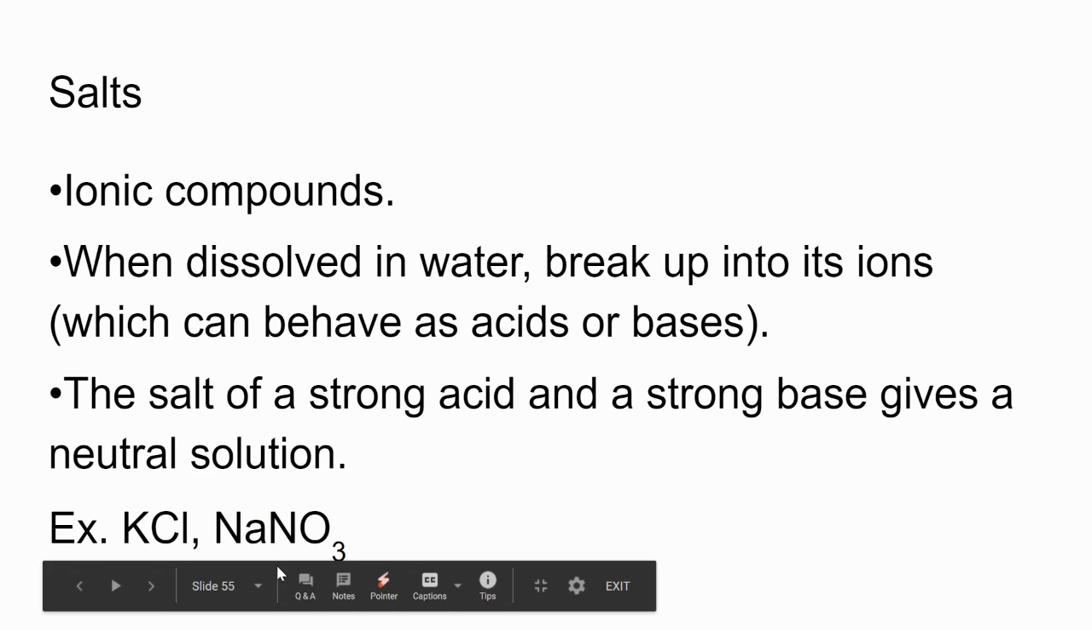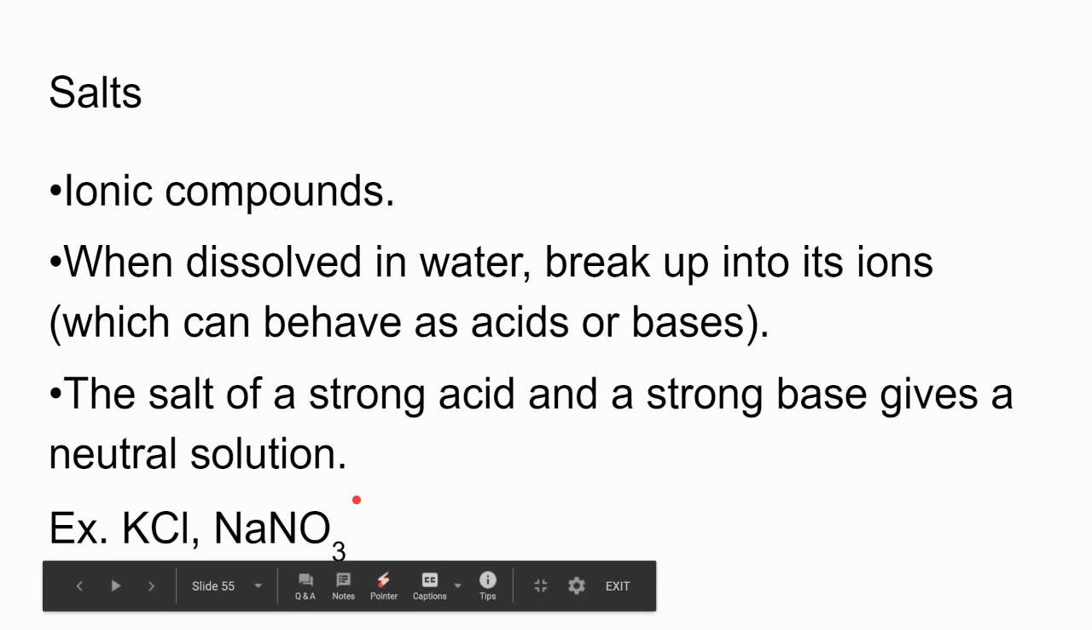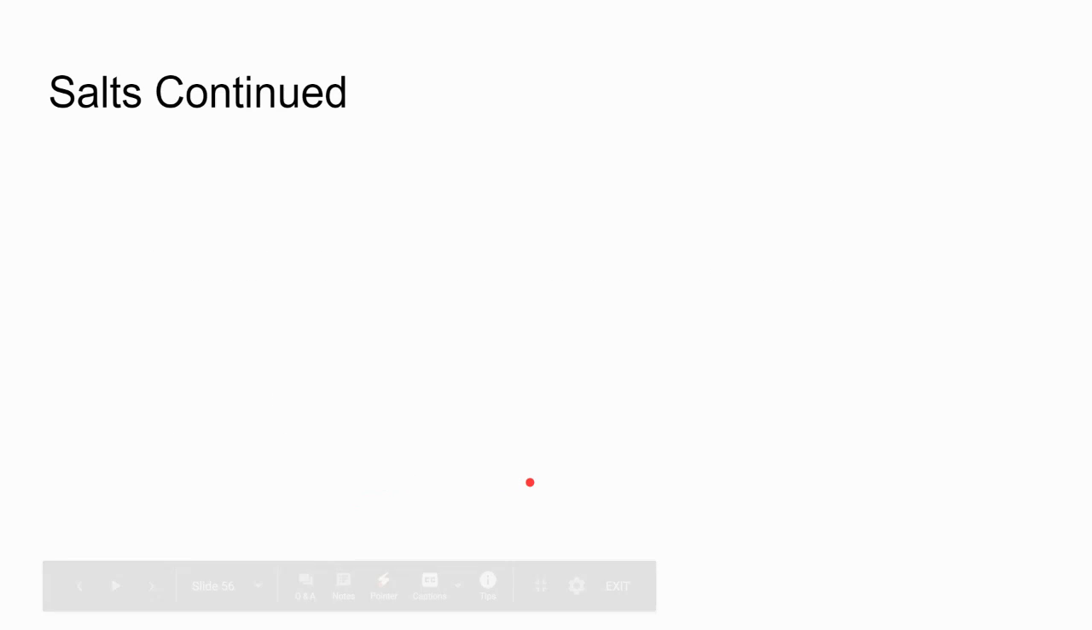salt. In this one, the sodium's coming from sodium hydroxide, the cation comes from the base. The nitrate, which is NO3 minus, is coming from nitric acid, which is HNO3 and is a strong acid. And remember, you should know the strong acids and bases to help you do this portion.